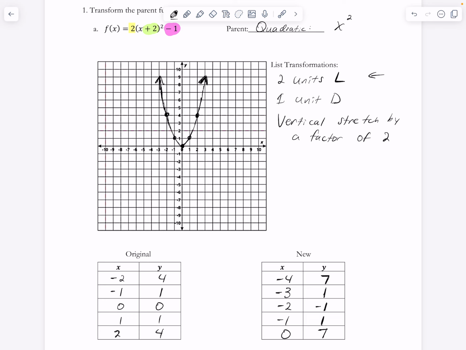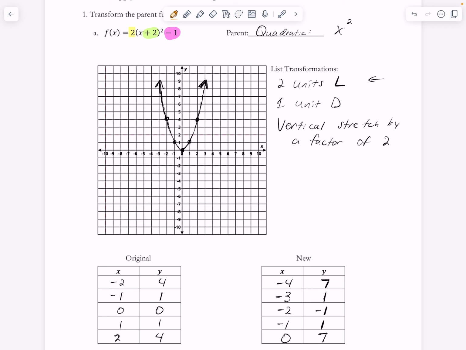Let me show you what I'm hoping you can do. I'm hoping you can move this vertex point 2 units to the left and 1 unit down. That's what everyone should be able to do. So that's why we have -2, -1, that point right there.